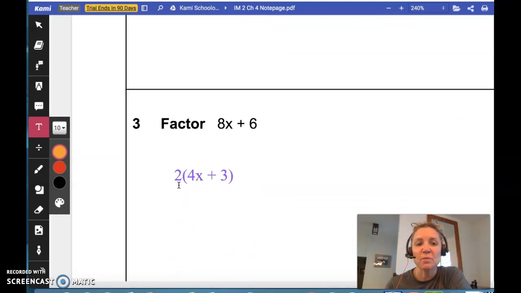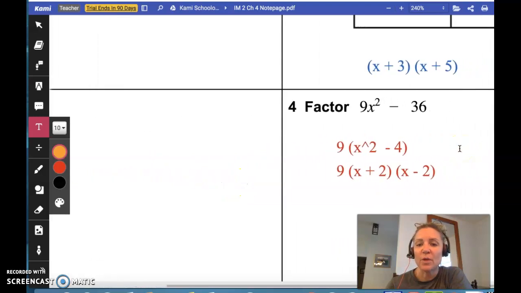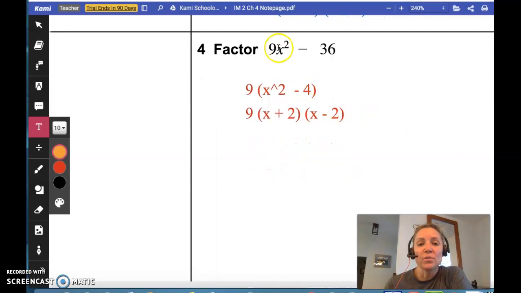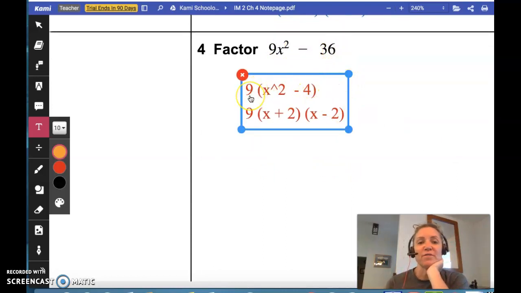All right, for question number 3, I found a greatest common factor because a factor of 8x and 6 is 2, so I pulled out a 2. And that leaves me with 4x plus 3, and I can't factor that one anymore, so we're done with number 3. That one's quick. All right, problem number 4, we have 9x squared minus 36, and I found the GCF of 9, so I pulled out a 9. And inside the parentheses, that leaves me with x squared minus 4.